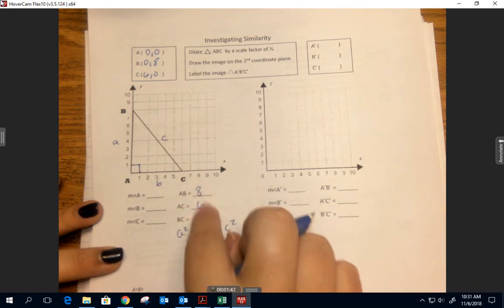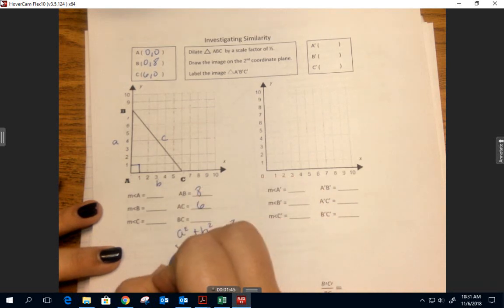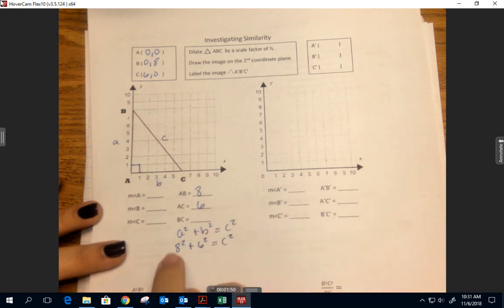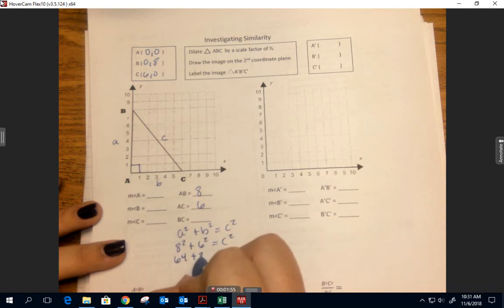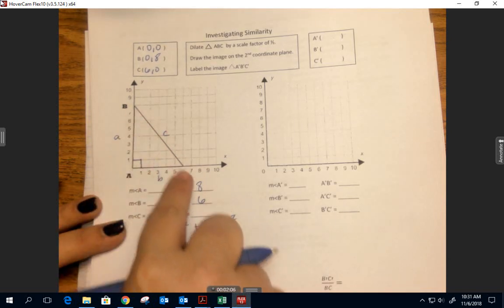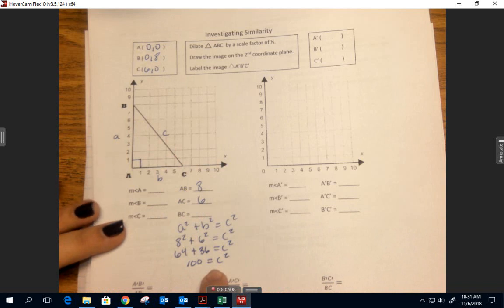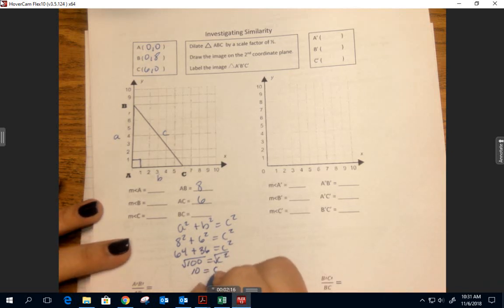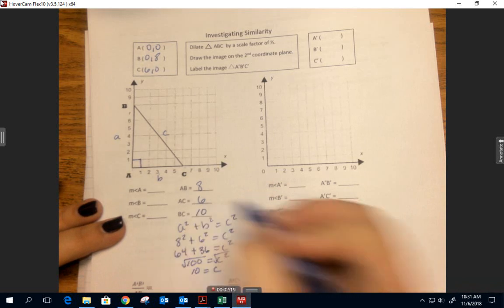So we know the measures of A and B, which is 8 squared plus 6 squared equals C squared. 8 squared is 64 plus 6 squared, which is 36, which equals C squared. Well, if I add these two together, that is 100. 100 equals C squared. Now, I just want to know what C is, this distance. I don't need C squared. So how do I undo that? I find the square root. And the square root of 100 is 10. So BC is 10.